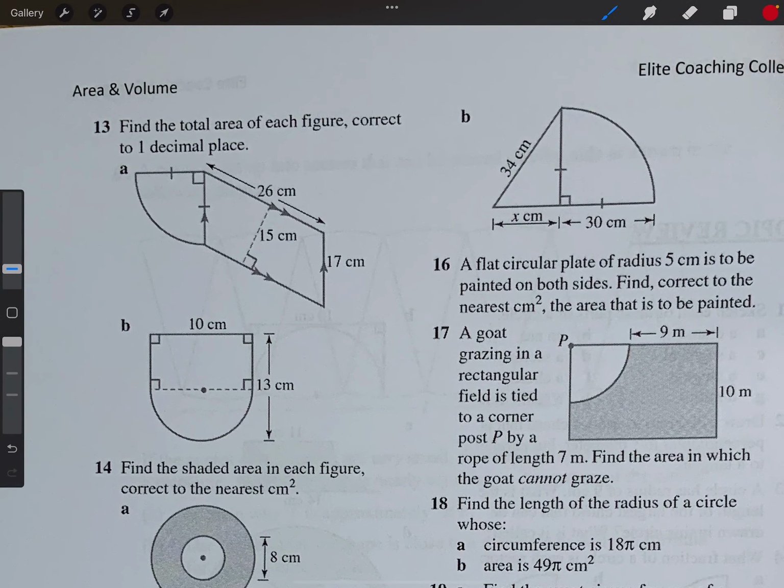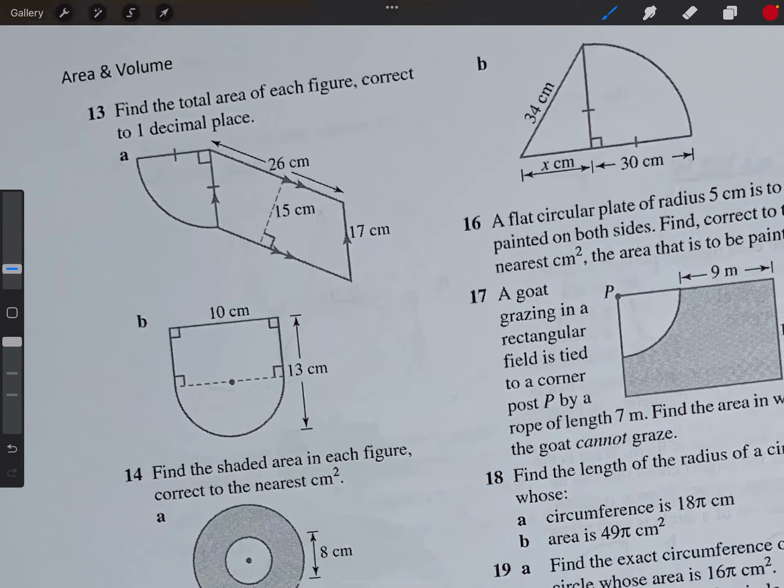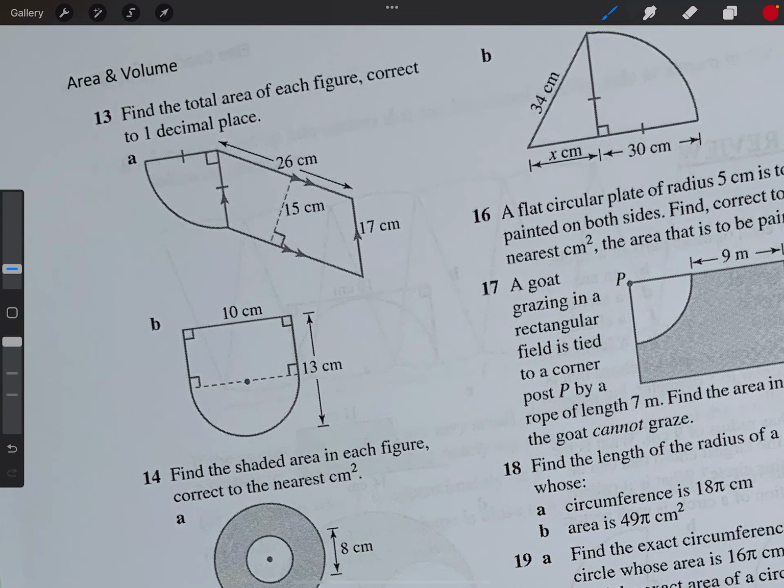Question 13. Find the total area of each figure correct to 1 decimal place. To find the area of this strange shape, we're going to find the area of this quarter circle. But to find the area of this quarter circle, we need to find the radius. Now we know that this is the same as this, because from the looks of it, this is a parallelogram.